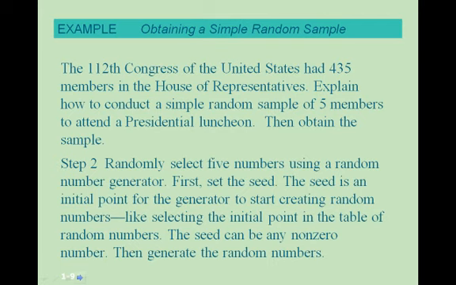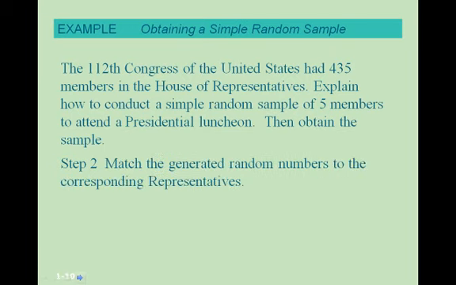So first set the seed. The seed is an initial point for the generator to start creating random numbers, like selecting the initial point in the table of random numbers. The seed can be any non-zero number. We will then generate the random numbers. And step 3 is to match the generated random numbers to the corresponding representatives.